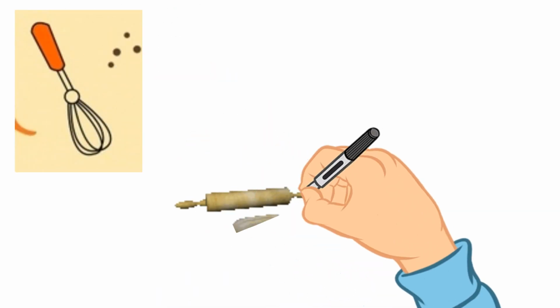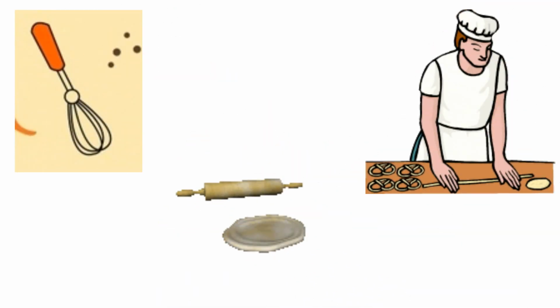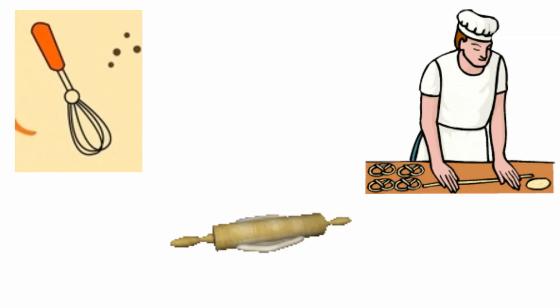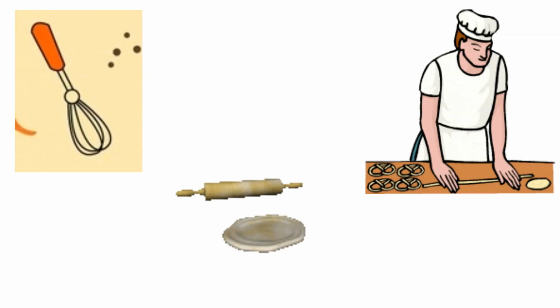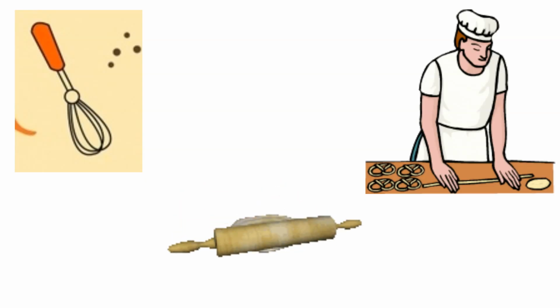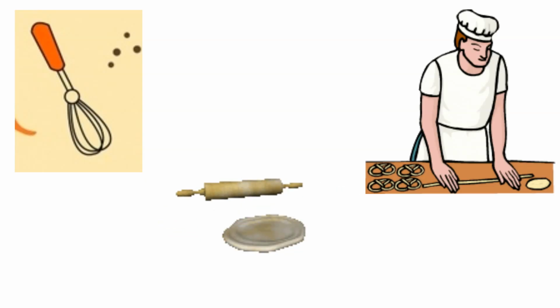Whisk. We use a whisk for making buttermilk, to stir the curd so buttermilk can form. We use a rolling pin. A rolling pin is used to make roti circular and uniform.